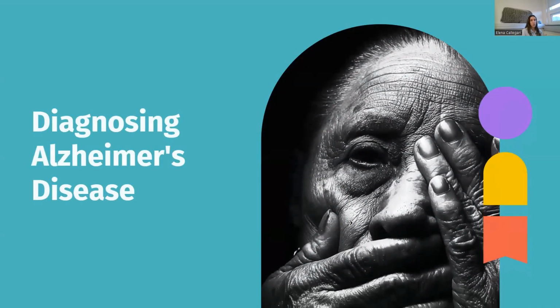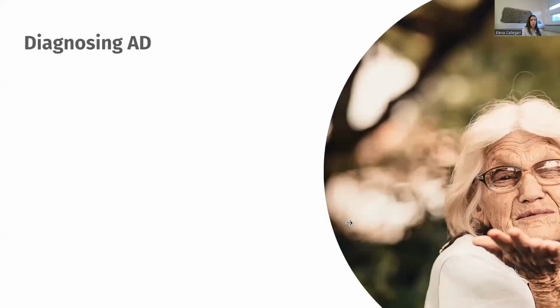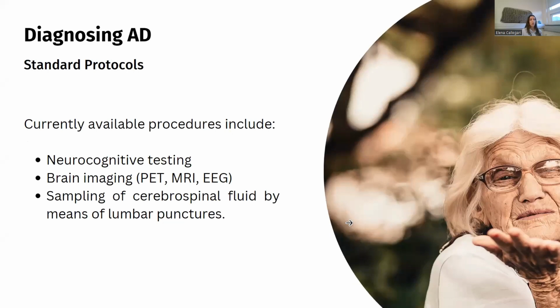So there is no treatment for this awful disease that is Alzheimer's disease. But how do we diagnose Alzheimer's disease? We've got a series of standard procedures that are used in memory clinics throughout the world, and these procedures include neurocognitive testing. So individuals go to memory clinics and they are asked to undergo a series of tests that we're going to be seeing in more detail later.